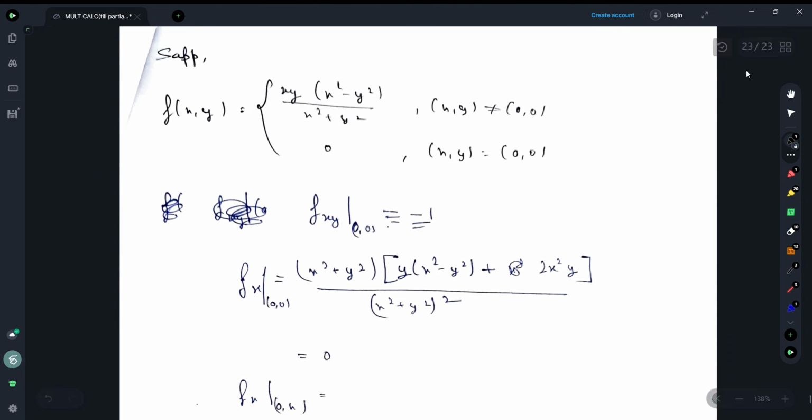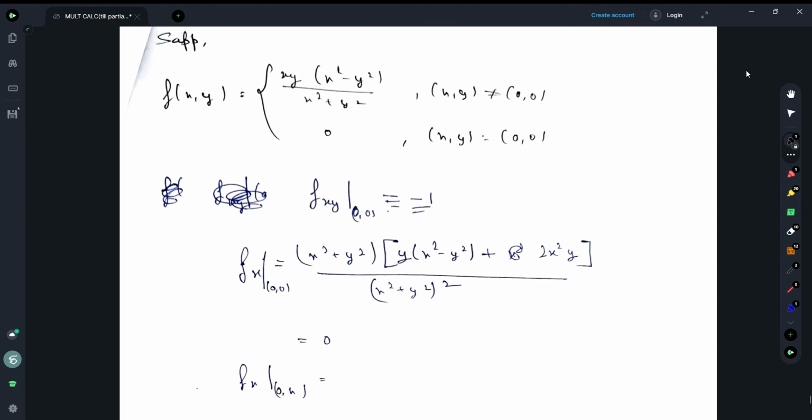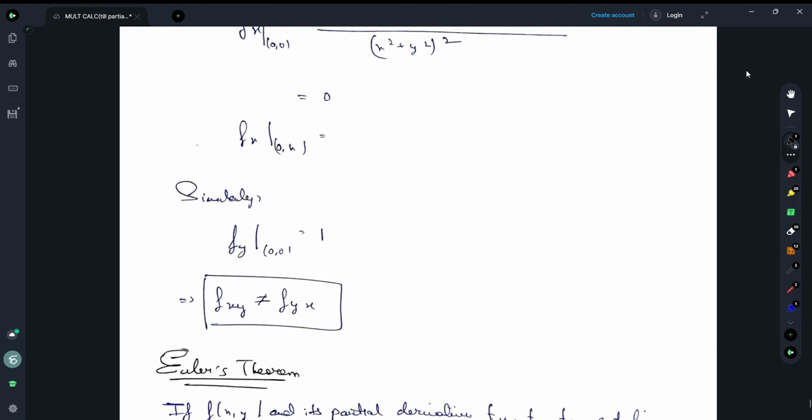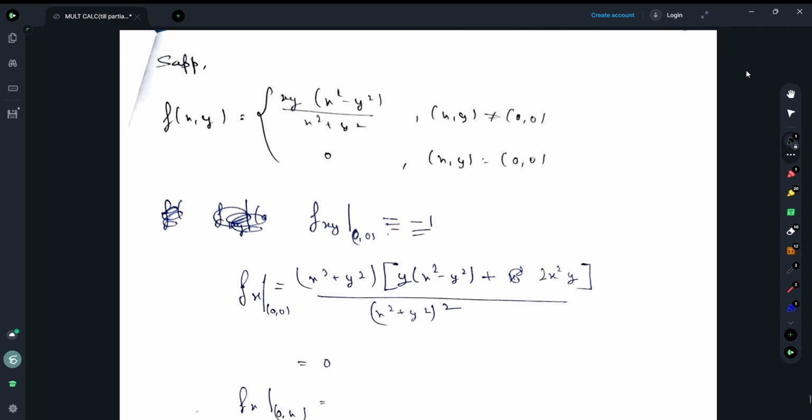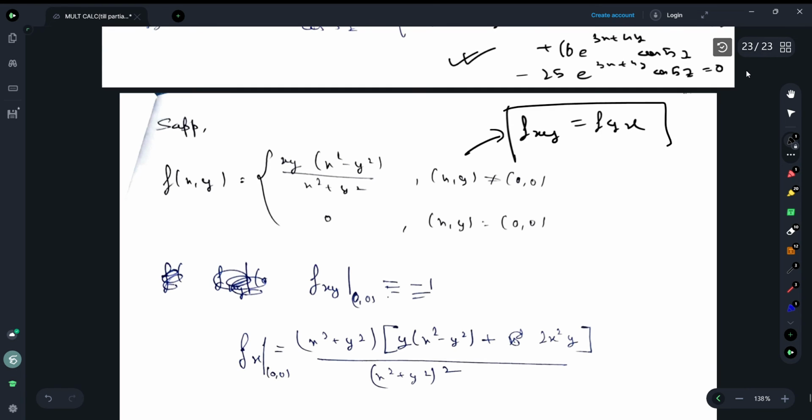Similarly, let's check the next problem. You are given a function here, f of xy equals x square minus y square by x square plus y square. Okay. Suppose you are asked to check whether fxy equals f of yx or not. Clear? This is what you are asked to check.